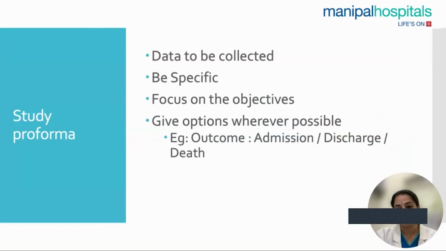So the study proforma contains the data to be collected: name, age, gender, hospital number, what was the saturation, what was the provisional diagnosis, what time HFNC was started, consent taken at what time, what were the parameters you document, what were the ABG values. So it is the data which you need to do your analysis. You should be specific, you should focus on the objectives, you should give options wherever possible. Like if I'm looking at outcome, I'd prefer to write admission, discharge, or death so that the person who's filling the proforma can circle one of them, and it makes it easier for me.